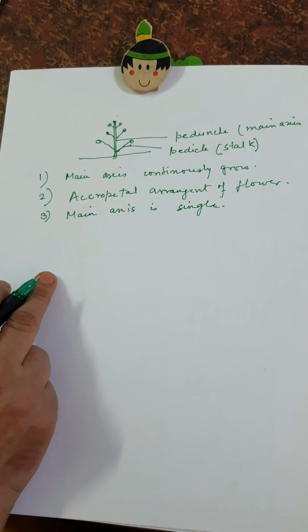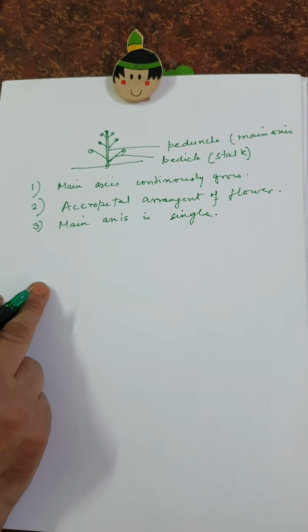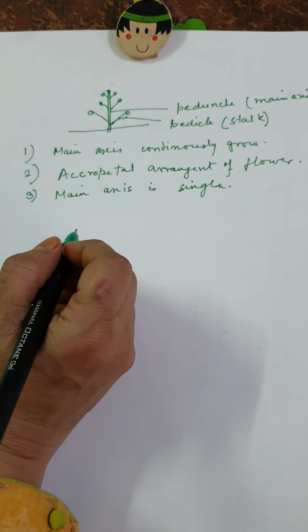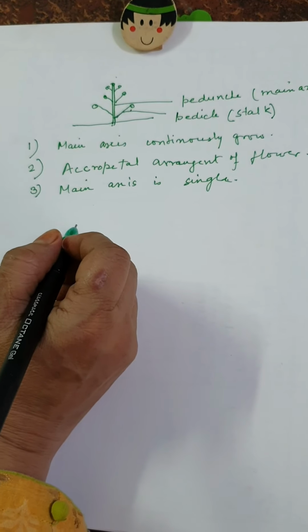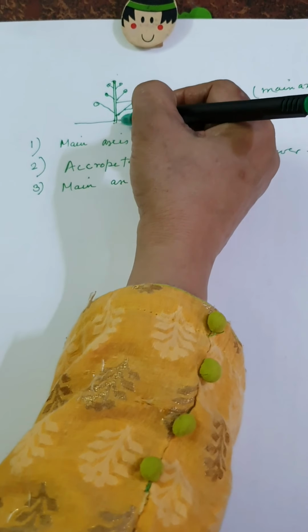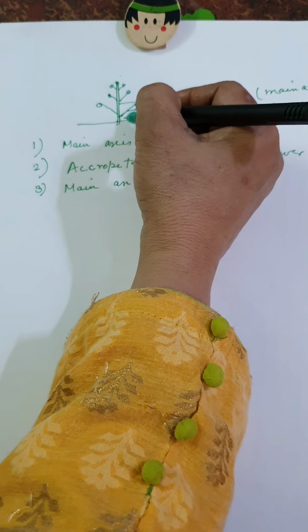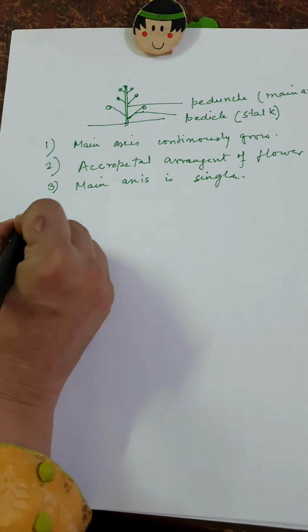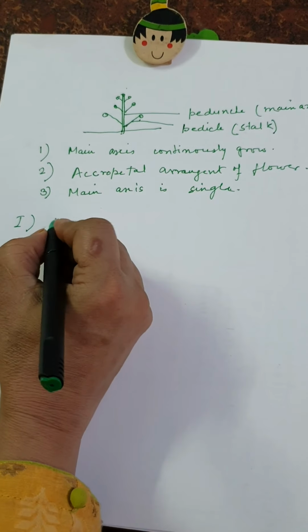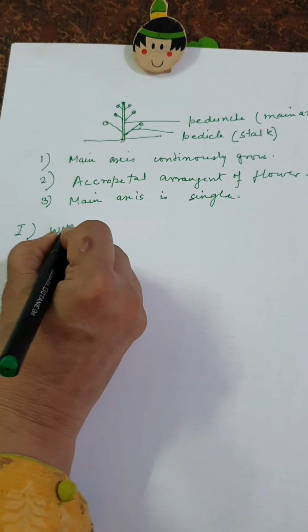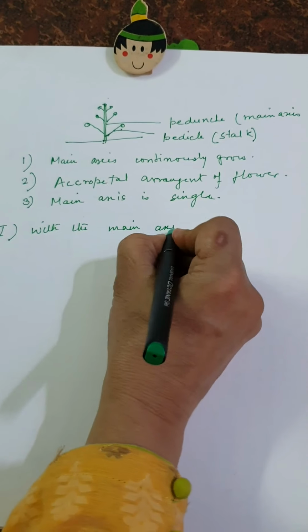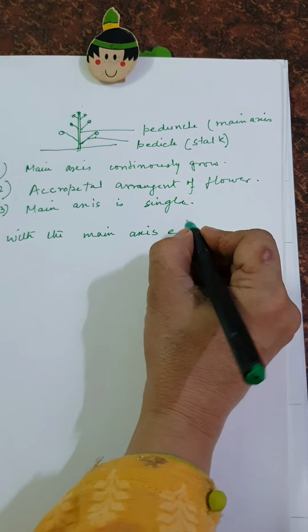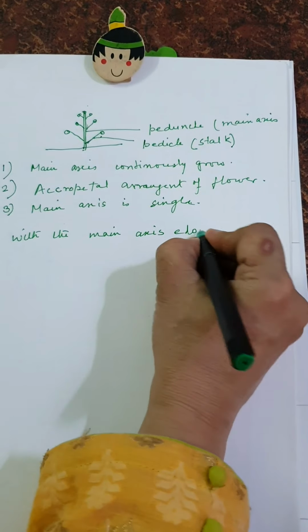The racemose type of inflorescence is a subdivision of cluster inflorescence. Depending upon the length of the main axis, it can be divided into three types. Number one is with the main axis elongated.